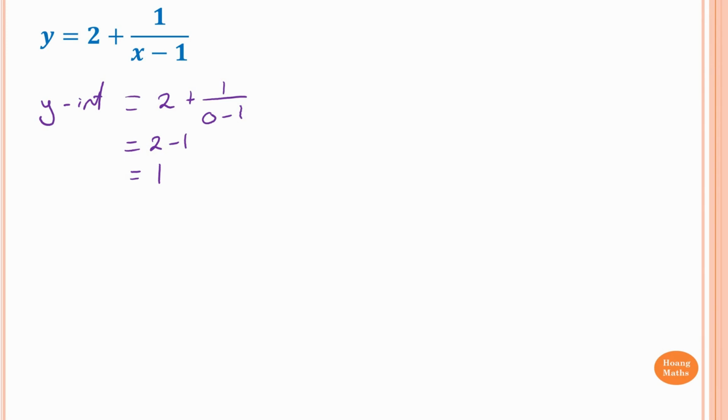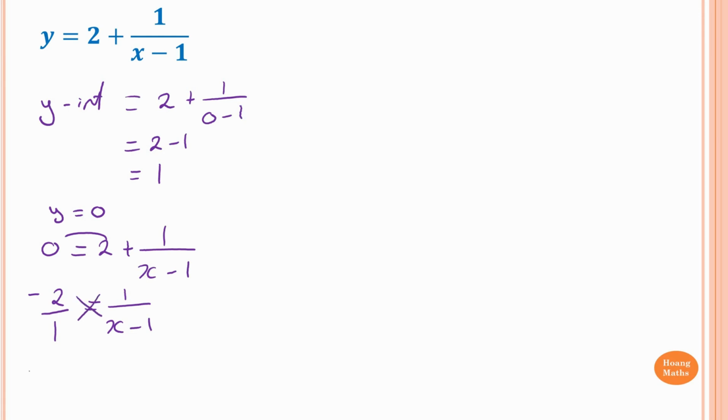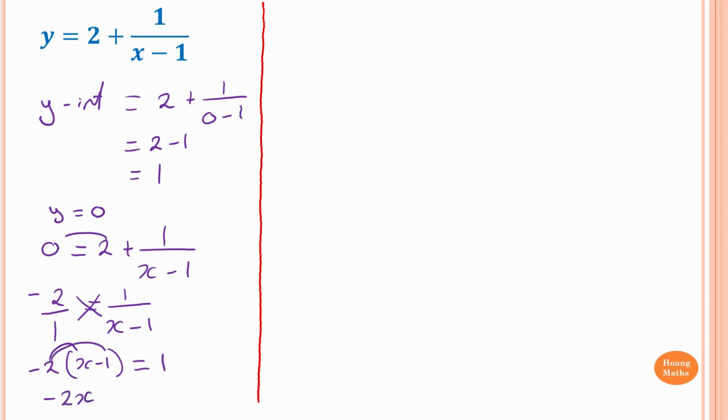And x-intercept is when y is equal to 0. So when y is equal to 0, we know that 0 is equal to 2 plus 1 over x minus 1. And then we move the 2 to this side, becomes minus 2 is equal to 1 over x minus 1. And minus 2 is just like minus 2 over 1. Then we can do cross multiply. So that is minus 2 times x minus 1 is equal to 1 times 1 is 1. So I remove the brackets, which is minus 2x plus 2 is equal to 1. I move the 2 to this side, so minus 2x is equal to minus 1. So x must be equal to half.